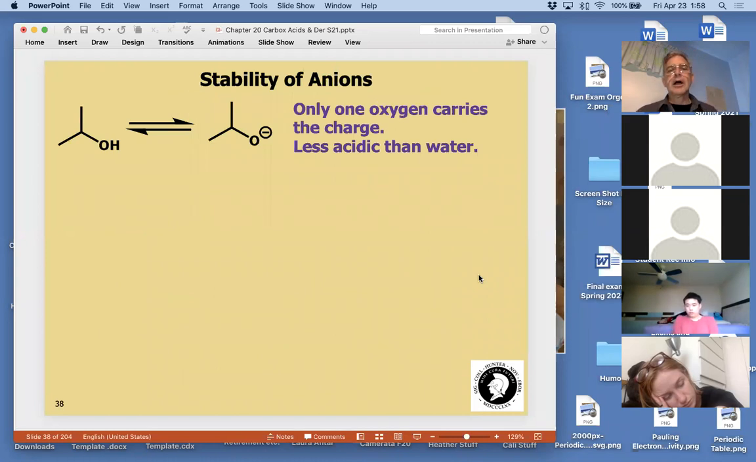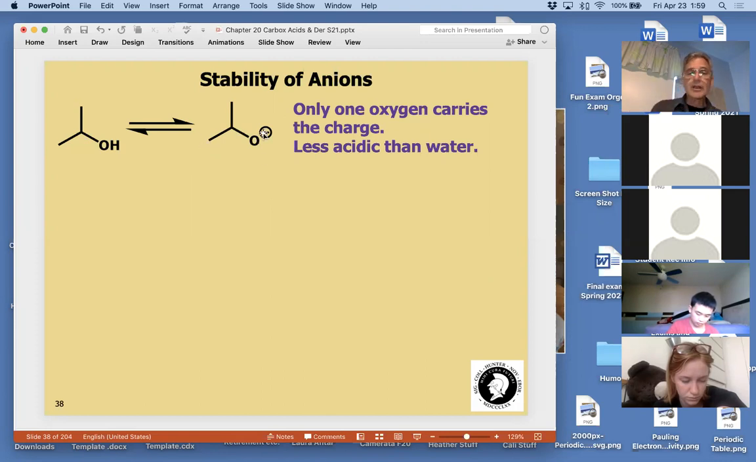Okay. So let's talk again about the stability of anions. Isopropanol is not an acid in water, not to any significant extent. And the reason it's less stable is the oxygen is alone carrying the negative charge with whatever it can force into the sigma framework onto the carbons.